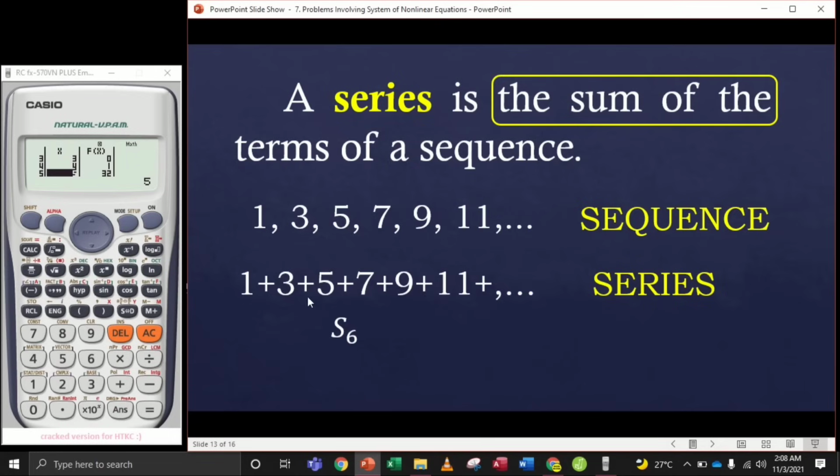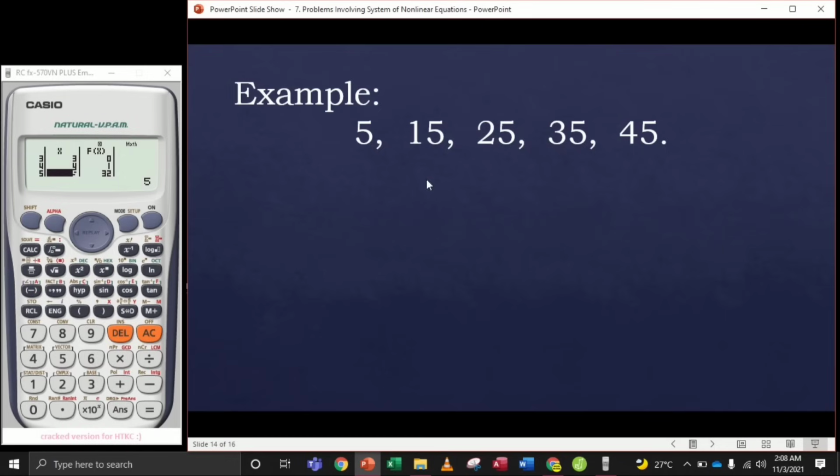Okay, so kapag nakita nyo yung S sub 6, ibig sabihin nito, kukunin natin yung sum ng first 6 terms. Okay, sum of the first 6 terms. Okay, for example, meron tayong sequence na 5, 15, 25, 35, and 45. Kukunin natin yung sum of first 2 terms kasi S sub 2. So, alin dyan? Yung 5 and 15. So, the sum is 20.